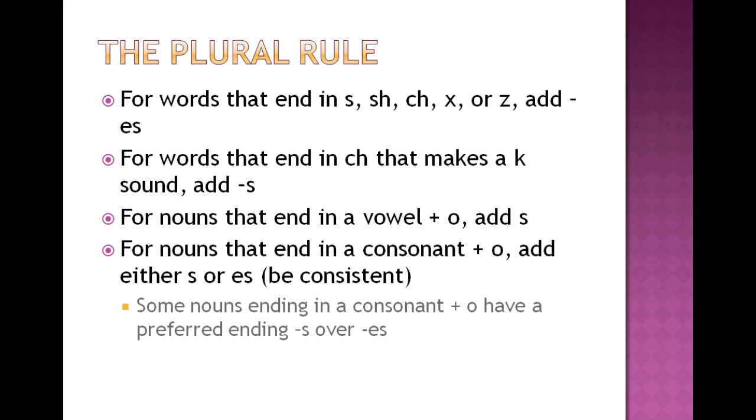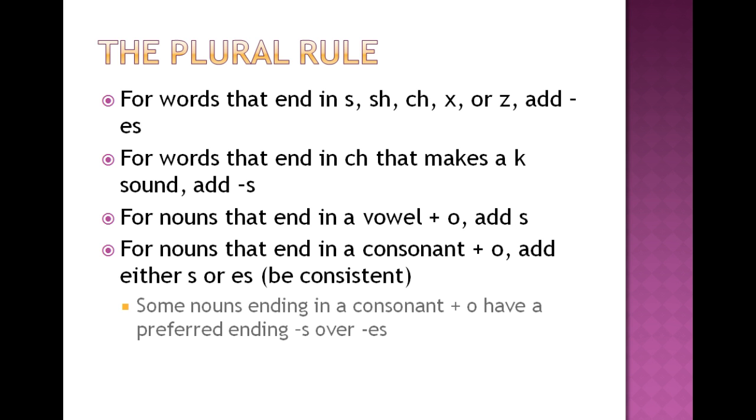For words that end in s, sh, ch, x, or z, add es. For words that end in ch that makes a k sound, add s. For nouns that end in a vowel plus o, add s. For nouns that end in a consonant plus o, add either s or es. Be consistent. Also note that some nouns ending in a consonant plus o have a preferred ending, s over es.